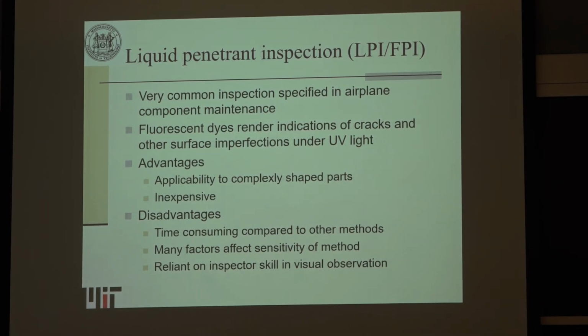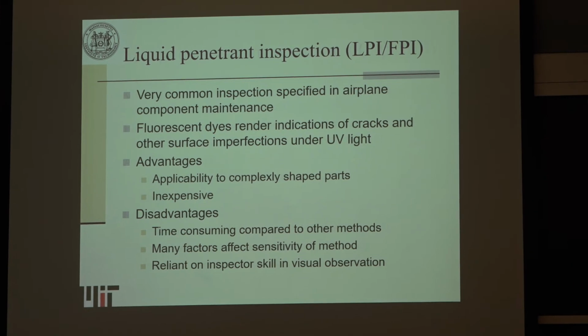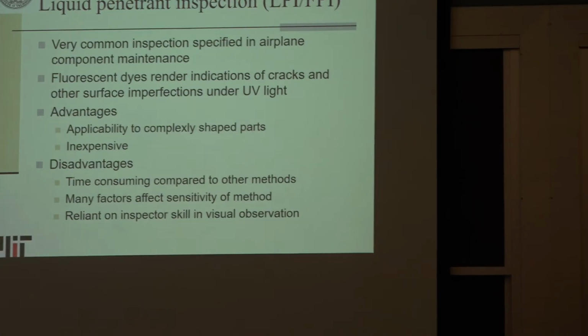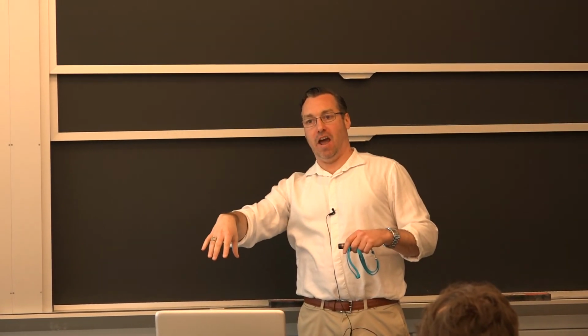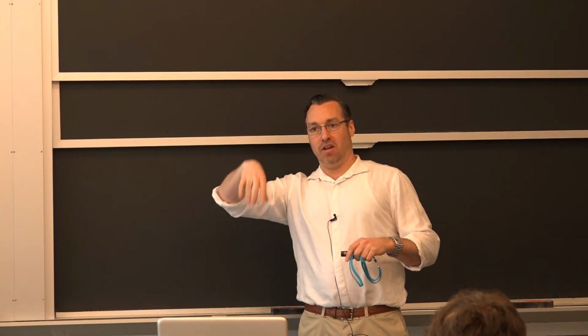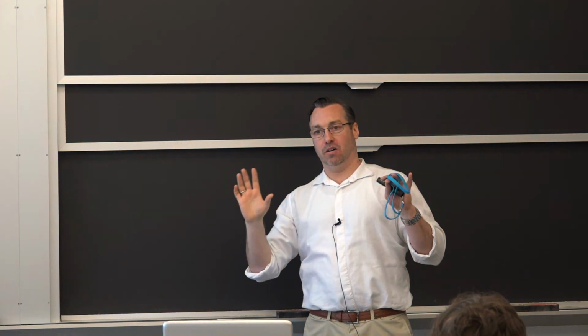One of the things is it's fairly inexpensive. You can perform the inspection on complex parts such as blades. You can do it in the root section. You can do it along the thickness of the leading edge, trailing edge. One of the things is it takes time. If you're doing a penetrant inspection, oftentimes you have to let it sit for 20 minutes to allow the capillary action to go into what may be a crack or not.